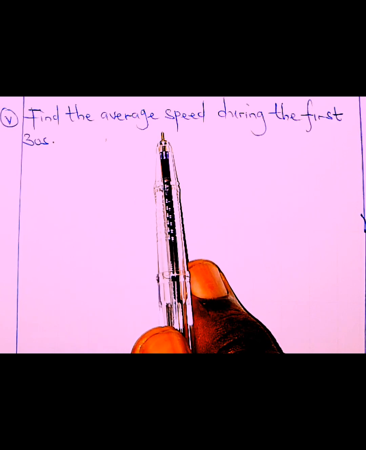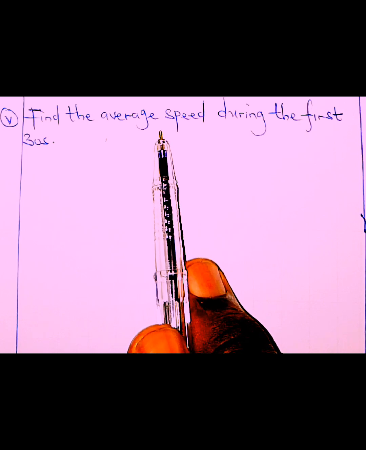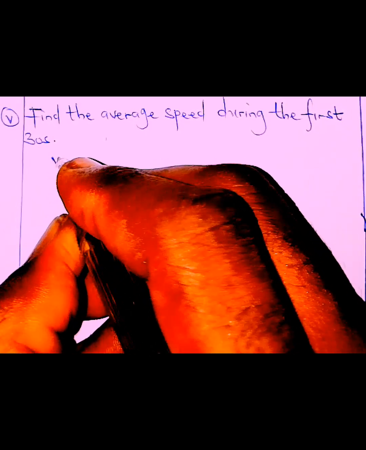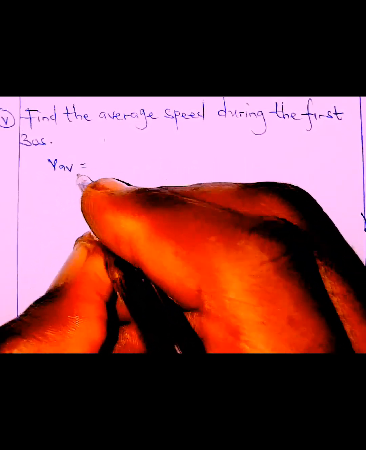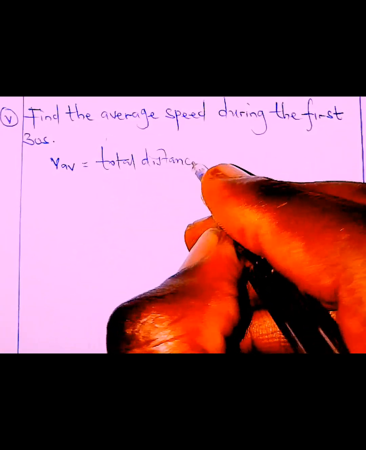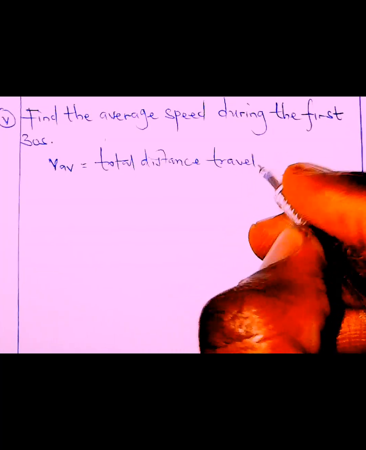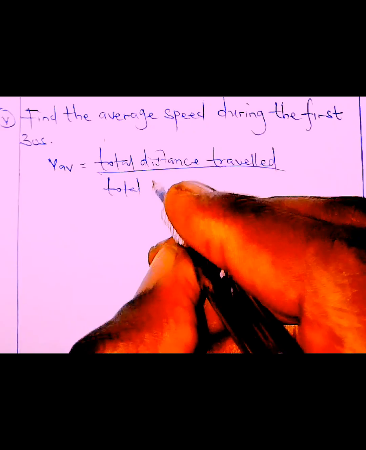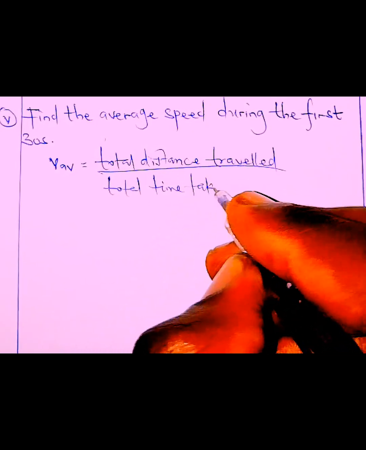Average velocity is going to be change in displacement over change in time taken. Since this is average speed, don't forget it was clearly said there that average speed is equal to total distance traveled over total time taken. So for us to get the average speed during the first 30 seconds is going to be simply this. Speed is a scalar quantity. So average speed is equal to total distance traveled divided by total time taken. That's what the average speed is.